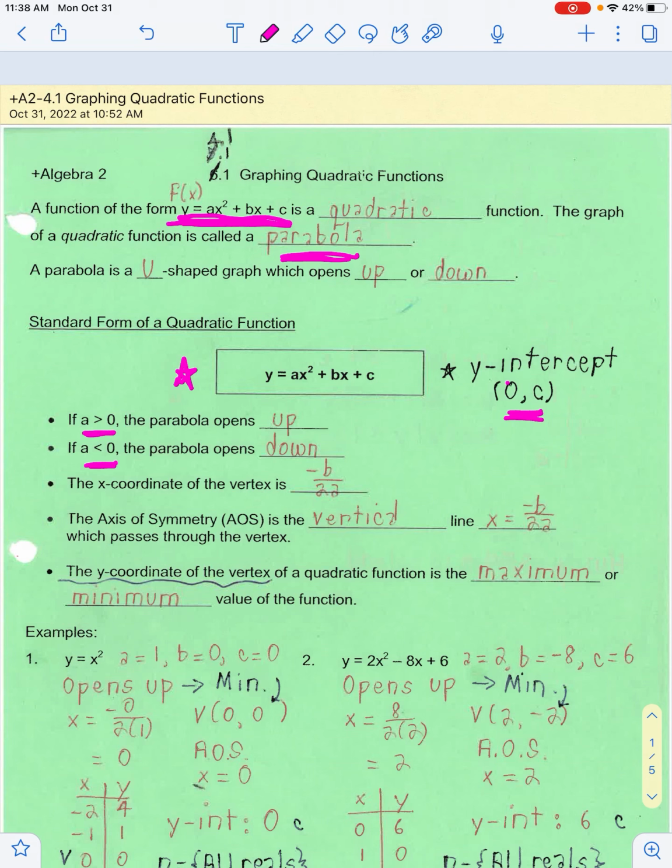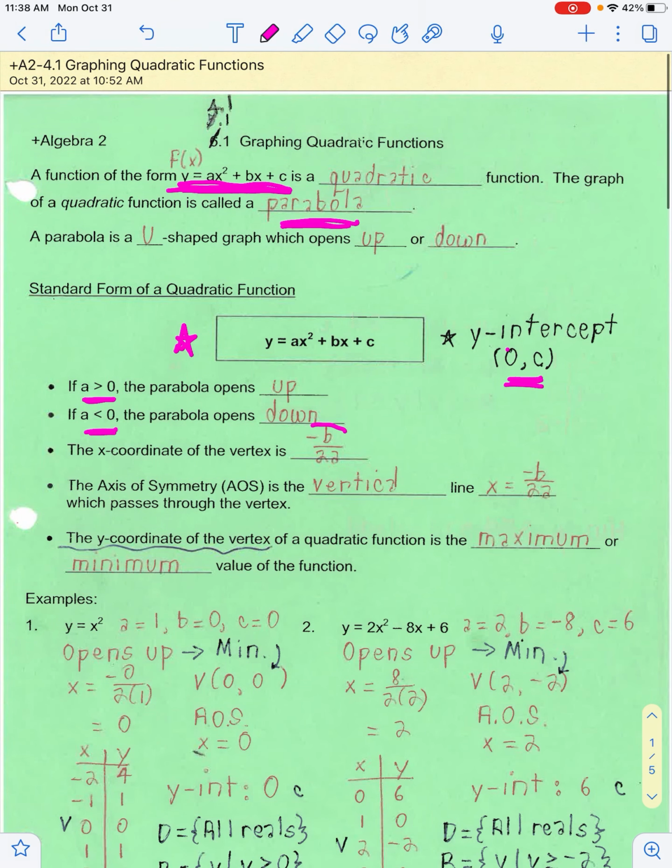This is similar to absolute value graphs in that a tells you the direction of opening. The x-coordinate of the vertex can be found using the value of b and a and taking the opposite of b over 2 times a. So this is really what you're going to use to find the x-coordinate of your vertex. How you find the y-coordinate is by plugging back into the actual function in the equation to get you the y-coordinate. And finding the vertex is one of the most important things you'll have to do.